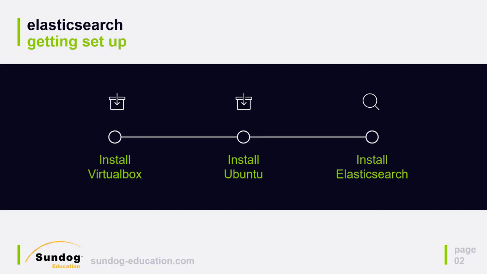Once we have Ubuntu installed inside VirtualBox, we'll install Elasticsearch on it, and after that we'll install the complete works of William Shakespeare into Elasticsearch and see if we can successfully search that. So that's a lot to do in this one lecture. Let's dive right into it.